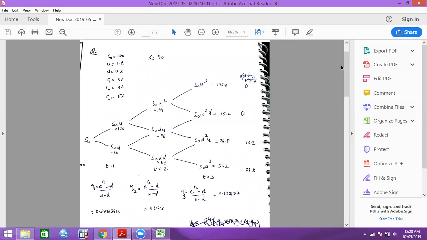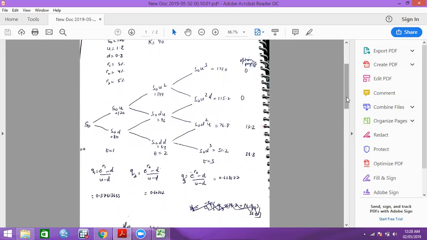So now our aim is to calculate the price at each node, and by working backwards, calculate the price of the put option at time t equal to 0. We know that in the binomial model, we need to calculate probabilities first: the risk neutral probability of going up and going down. Since R1, R2, and R3 for these three periods are different, we need to calculate three different probabilities. For this period, the risk neutral probability will be e to the power R3 minus D, upon U minus D. R3 is 5%, D is 0.8, and U is 1.2. So the probability value that you will get is 0.6281.